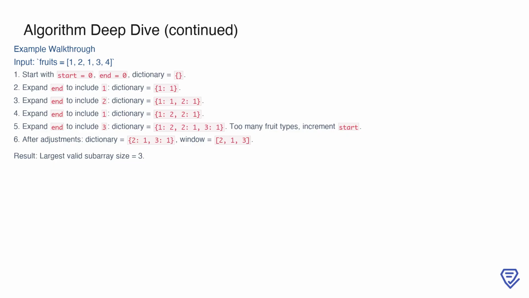When we expand further to include 3, the dictionary becomes {1: 2, 2: 1, 3: 1}, which violates the condition of having at most 2 distinct fruits. To restore the condition, we increment start and adjust the dictionary, eventually reaching {2: 1, 3: 1}, with a valid window [2, 1, 3]. This process continues until the end pointer reaches the end of the array, and the largest valid subarray size is determined. In this example, the result is 3.